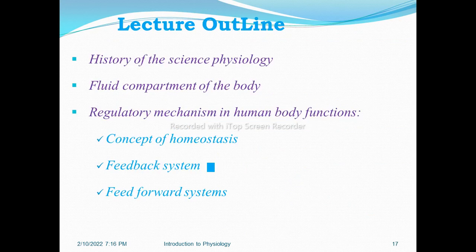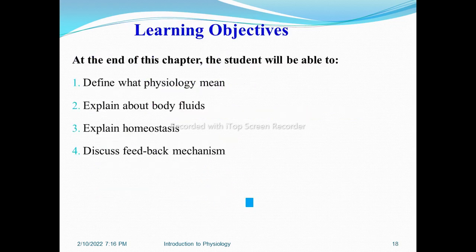This is the lecture outline. We will see the history of physiological science, the fluid compartments of our body, and regulatory mechanisms of human body functions, like how homeostasis works and how feedback mechanisms work. Feedback mechanisms include negative and positive feedback, and feed forward mechanism will also be covered. So these are the objectives of this course.